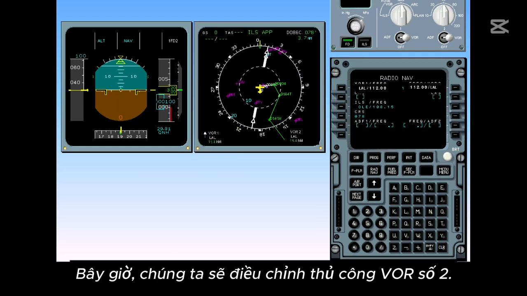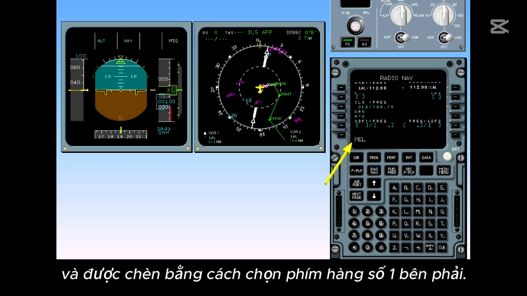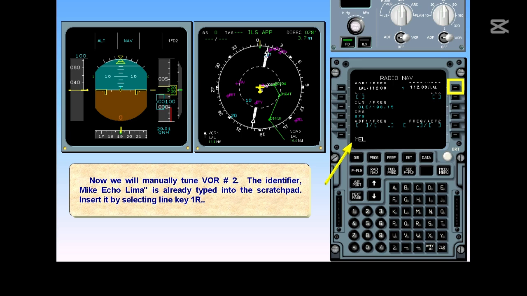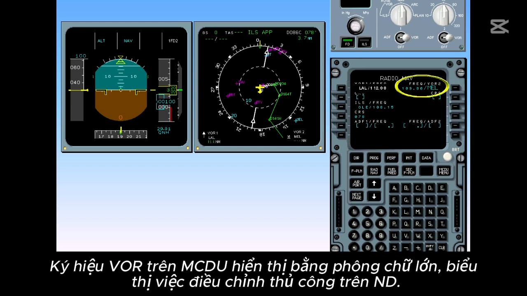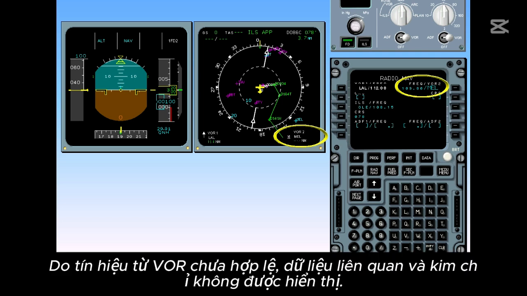Now we will manually tune VOR number 2. The identifier Mike Echo Lima is already typed into the scratch pad. Insert it by selecting line key 1 right. The VOR identifier on the MCDU is in large font, indicating a manual selection. On the navigation display, this is confirmed by a tiny underlined M beside the VOR2 data location. Because a valid signal has not been received from the VOR, the associated data and pointer are not shown.